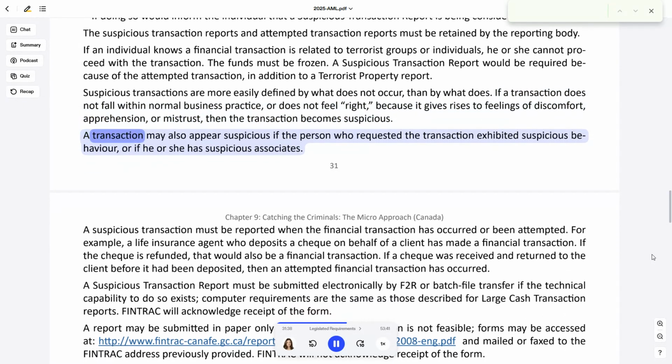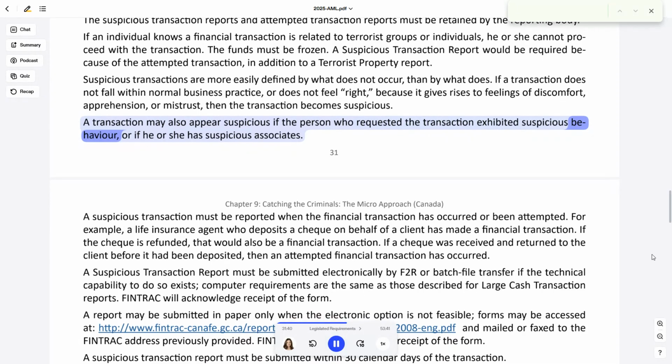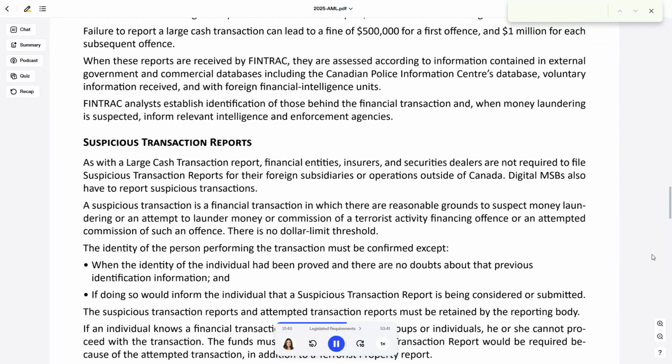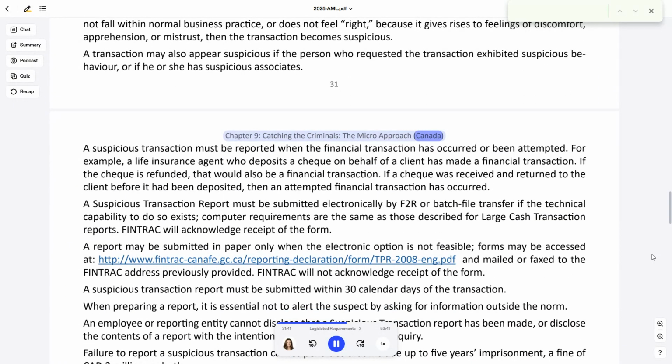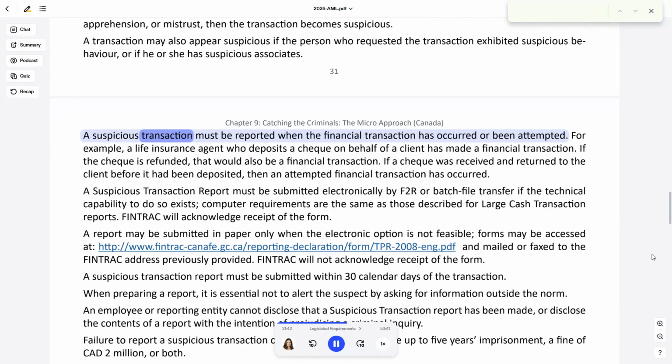A transaction may also appear suspicious if the person who requested the transaction exhibited suspicious behavior, or if he or she has suspicious associates. Chapter 9, Catching the Criminals, the Micro Approach, Canada. A suspicious transaction must be reported when the financial transaction has occurred or been attempted.